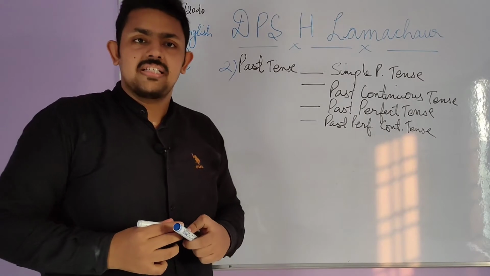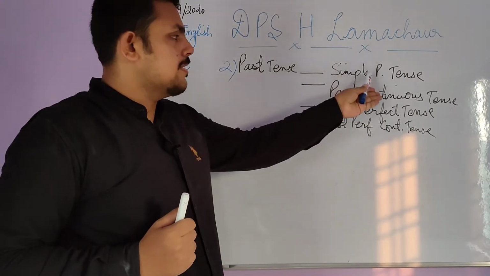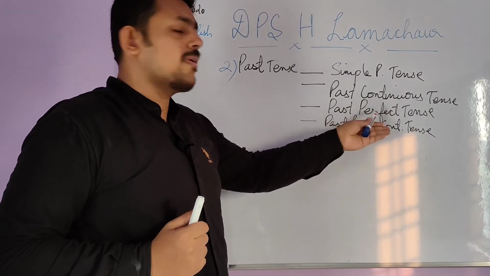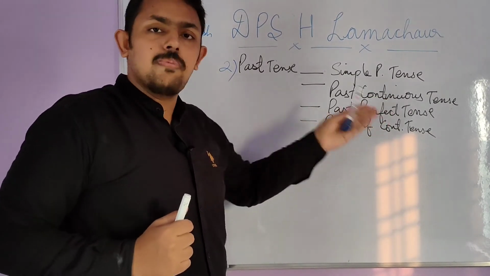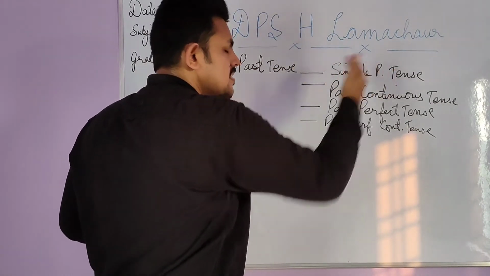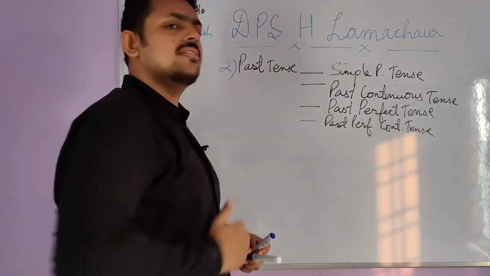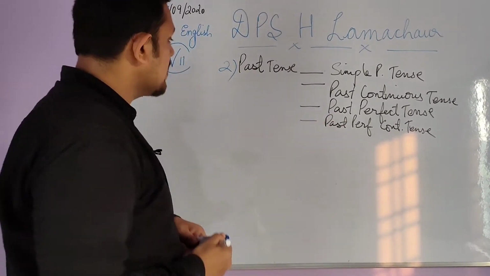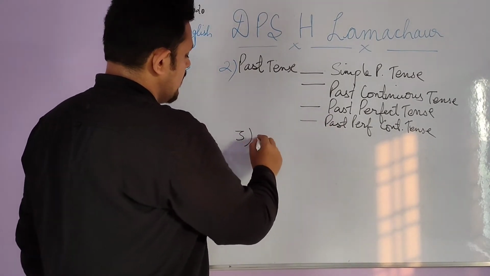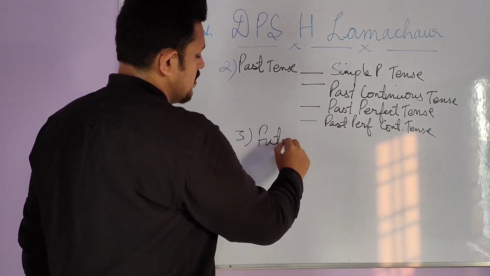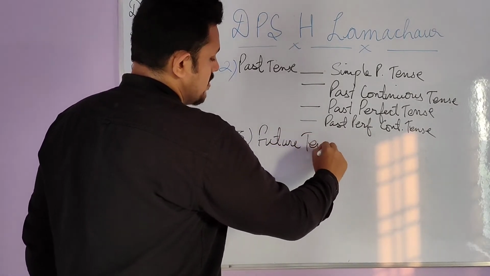Firstly, we have seen the present tense. Its four forms were simple present tense, present continuous tense, present perfect tense, and the last, present perfect continuous tense. In the same way, we have the past tense: simple past tense, past continuous tense, past perfect tense, past perfect continuous tense. Now lastly, we have the future tense.